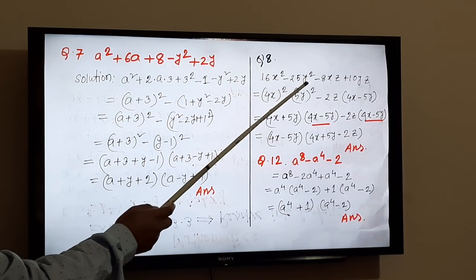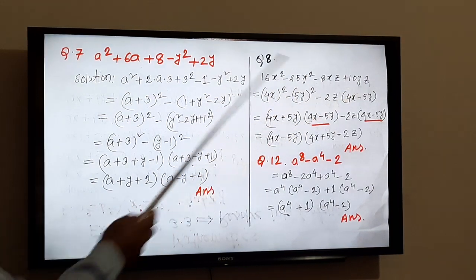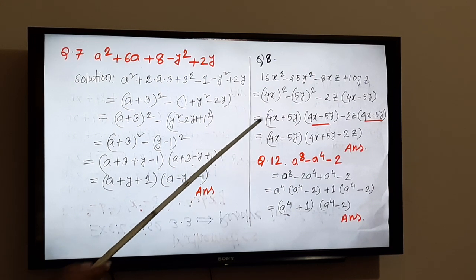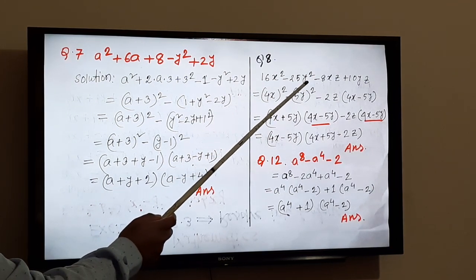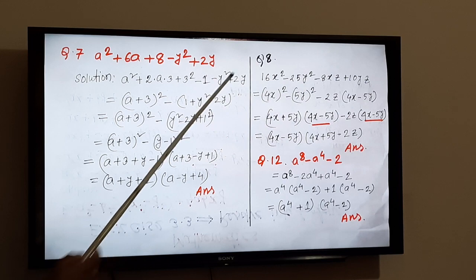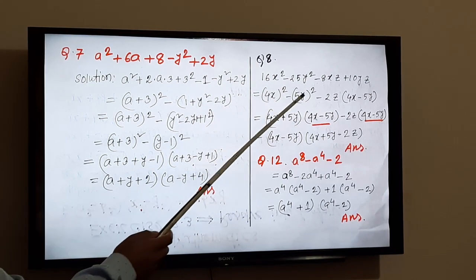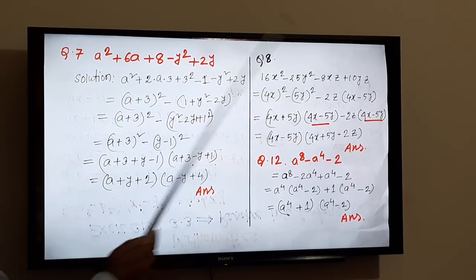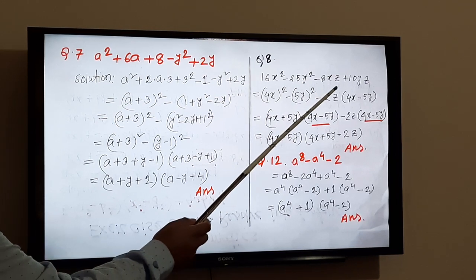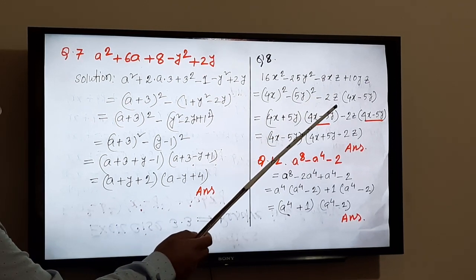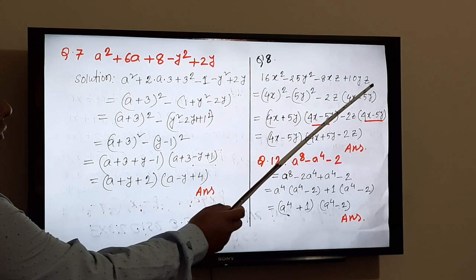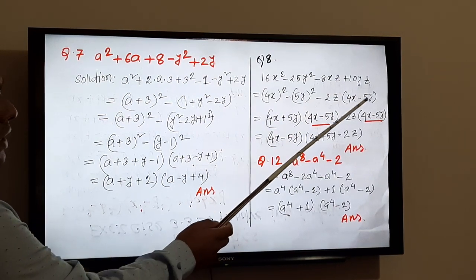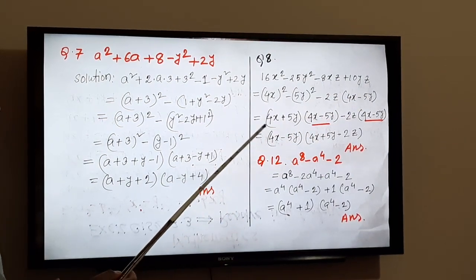16x² − 25y² and this. At first you think a² − b² for the first two terms. a² − b² = (a + b)(a − b). Just taking, you can take common 2z, then for the last two terms 4x − 5y, and we have got this line.